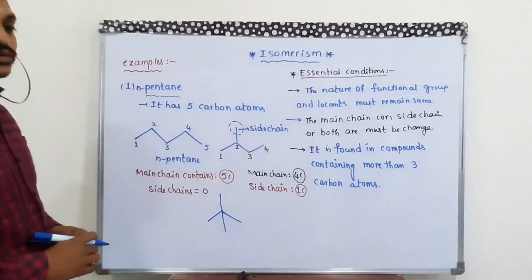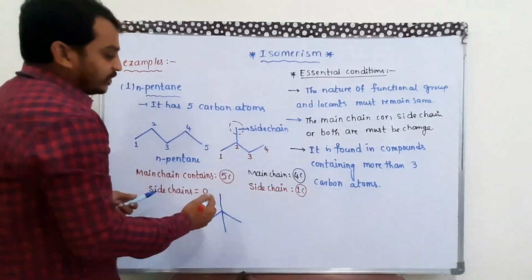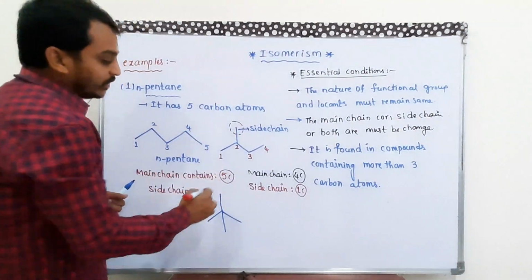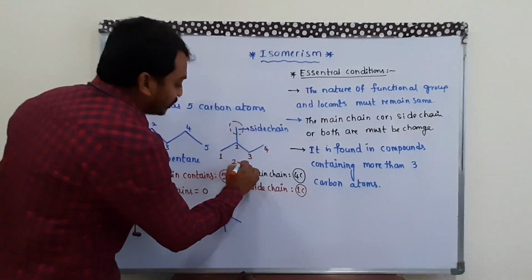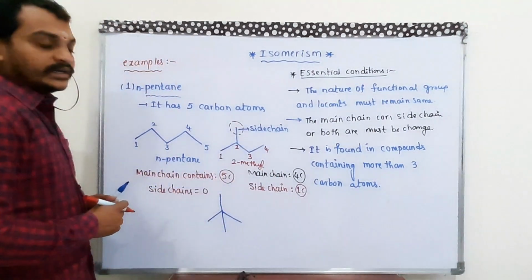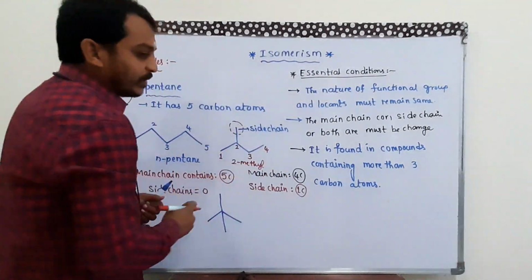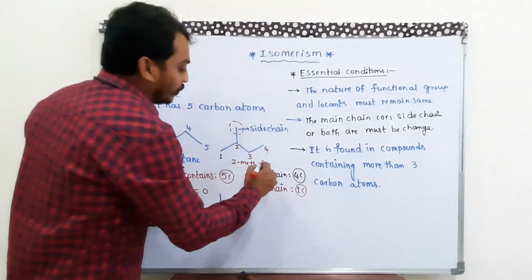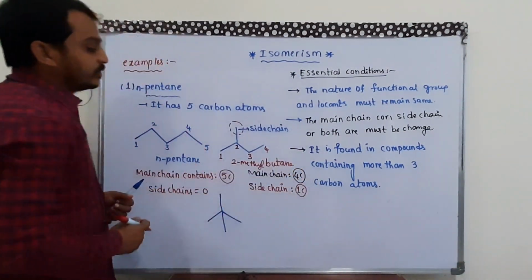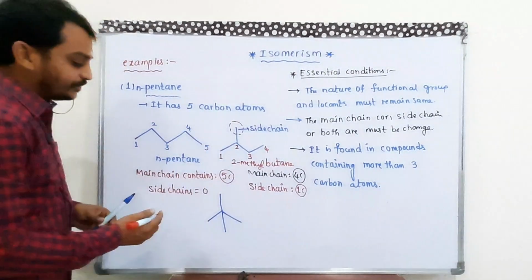The next one is another isomer of pentane, n-pentane. So what is the name of this one? The second carbon contains one methyl group, so the name of this compound is 2-methyl. The parent chain here contains 4 carbon atoms. 4 represents the root word but. All single bonds are present, so butane. So 2-methylbutane is the name of this compound, and this is normal pentane.